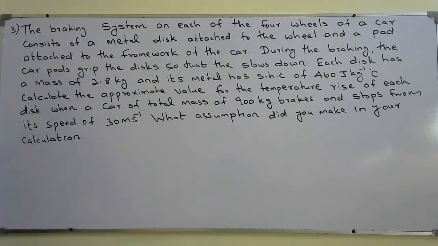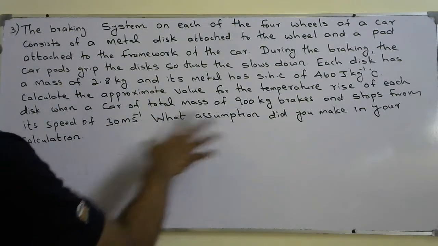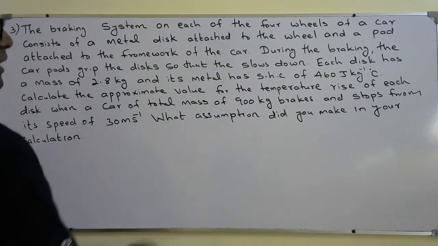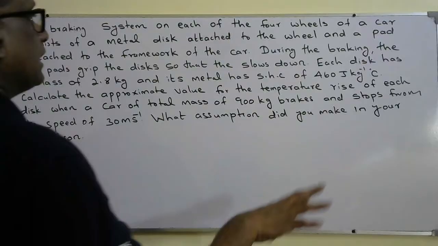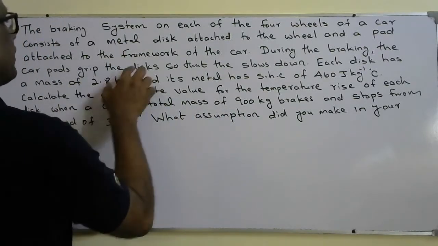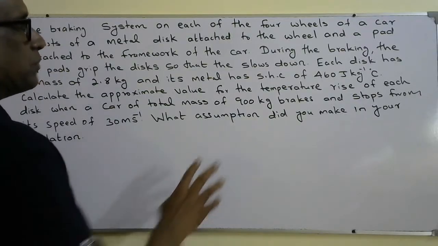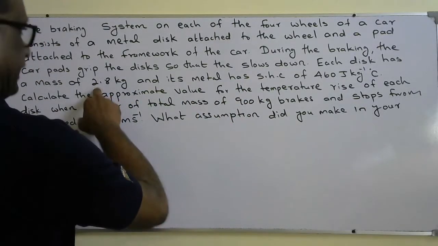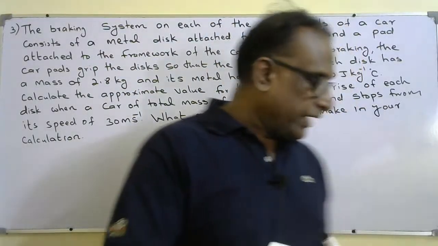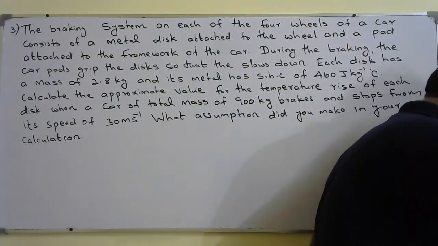Okay, so a car of total mass 900 kilograms is moving at a speed of 30 meters per second. It has 4 wheels, and each wheel has a braking disc. Each disc has a mass of 2.8 kilograms. When you apply the brake, the pad grips the disc and the car slows down.